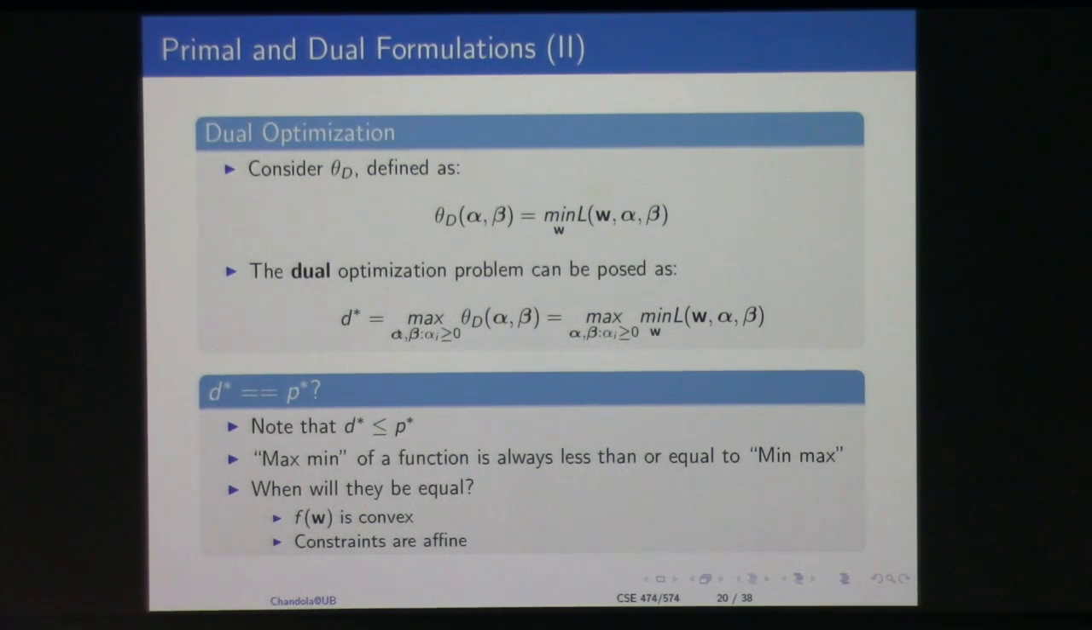So if your duality gap is large, it means that if you had solved your primal problem, the answer you would get would be much different than if you had solved the dual problem.